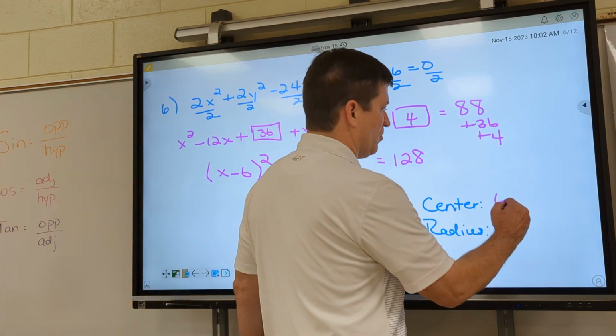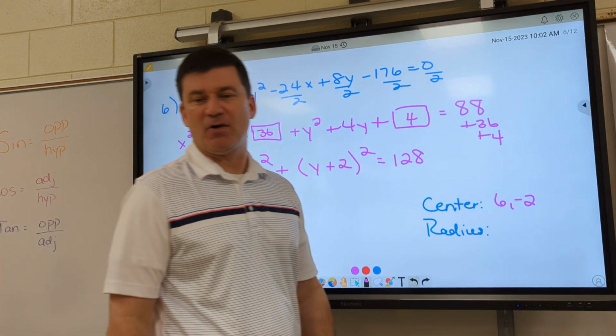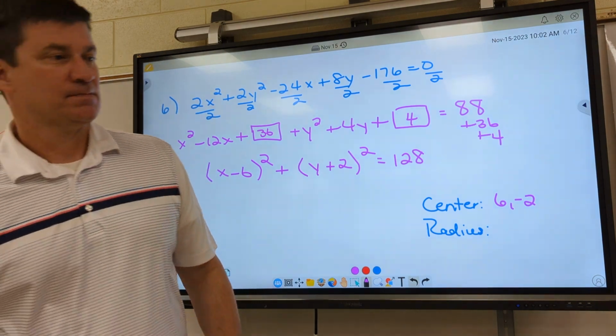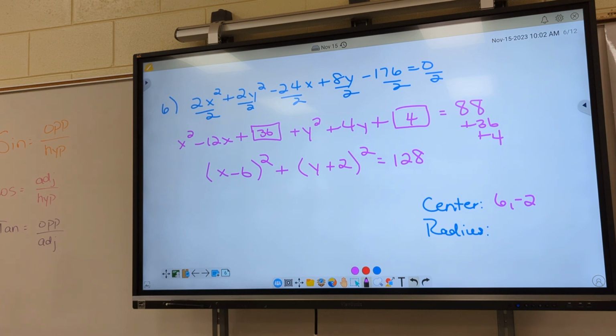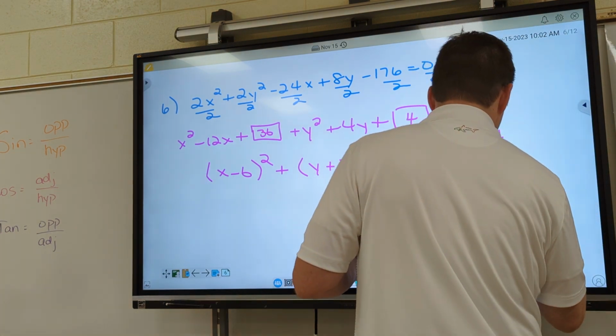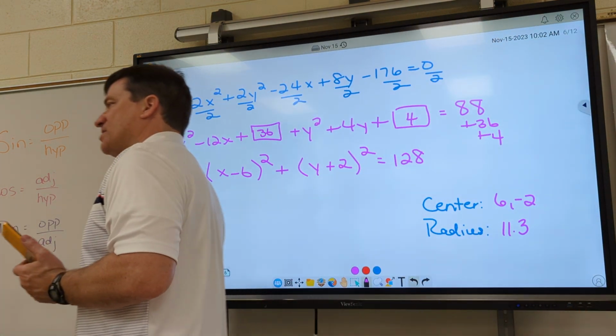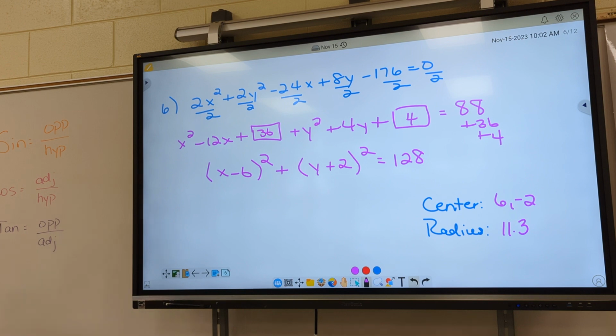6 and negative 2. Remember, you got to flip the sign. How do we find out what the radius is again? Take the square root of 128 and let's make it a decimal. So square root 128 is, I got 11.3. If you graphed it, we would want it as a decimal so we would know how high to count.